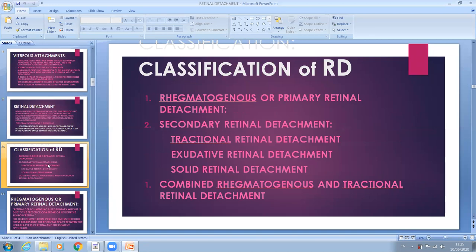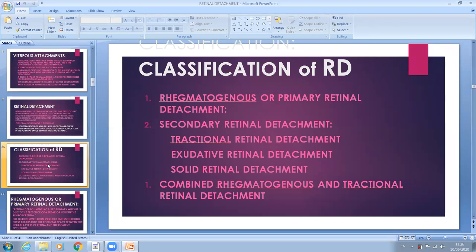What are the different types of retinal detachment? One very important and very common type, although not less common as compared to the tractional retinal detachment, is the rhegmatogenous or primary retinal detachment. The primary retinal detachment is diagnosed when the retina is separated due to the presence of breaks or holes in the retina. A break or a hole in the retina, in Greek, is called rhegma. So when there is a rhegma or a break in the retina, and it is responsible for retinal separation, this type of retinal detachment is called rhegmatogenous or primary retinal detachment.